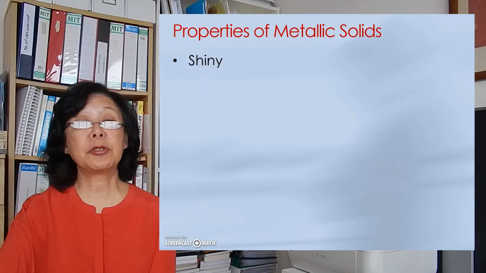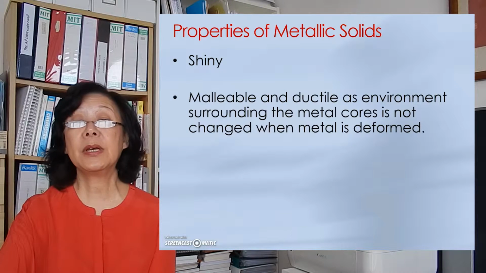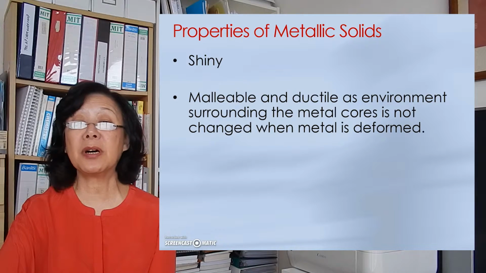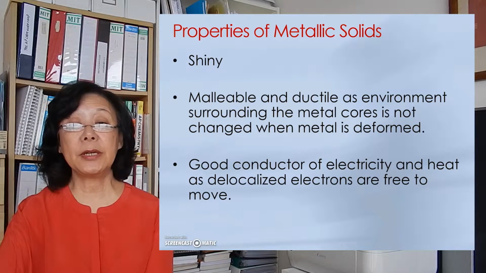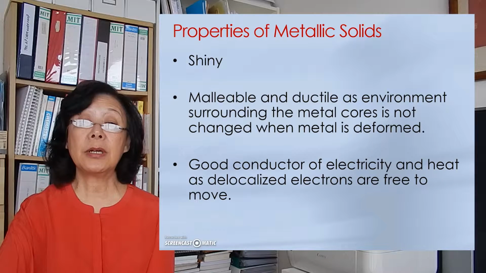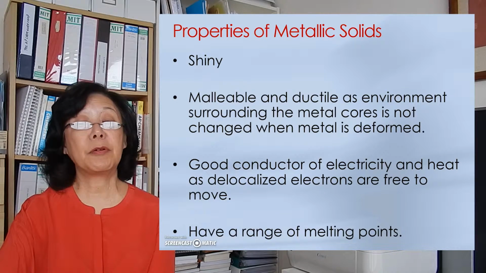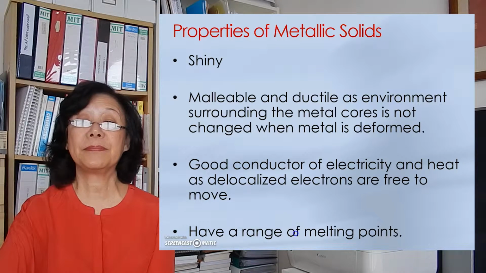So these little green things that you see are the valence electrons that move around. That gives rise to the properties of metallic solids being shiny, because when light comes in and hits one of the delocalized electrons, light will get deflected back to make it shiny. Metals are malleable and ductile because the surrounding environment of the metal cores is not changed when metal is deformed. And they're good conductors of electricity and heat because delocalized electrons are free to move. And they have a range of melting points, such as the fact that cesium melts in your hand.